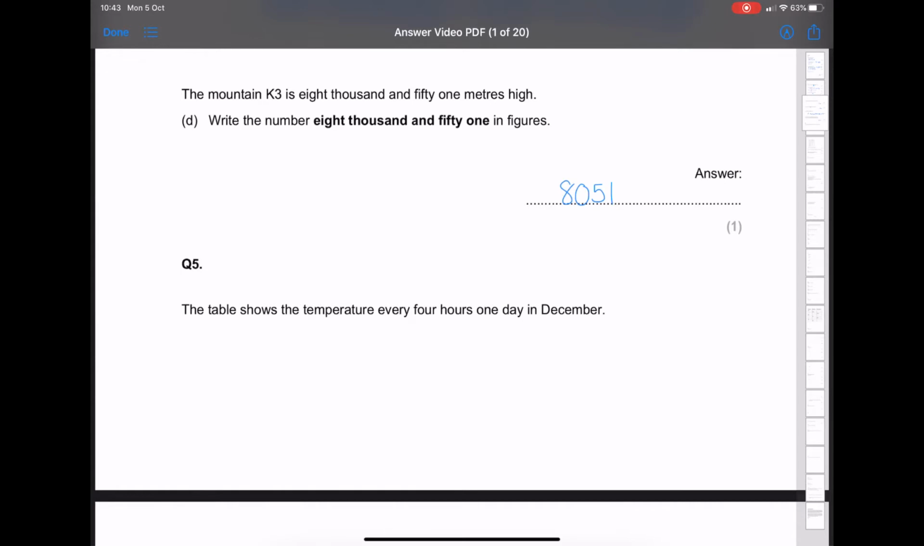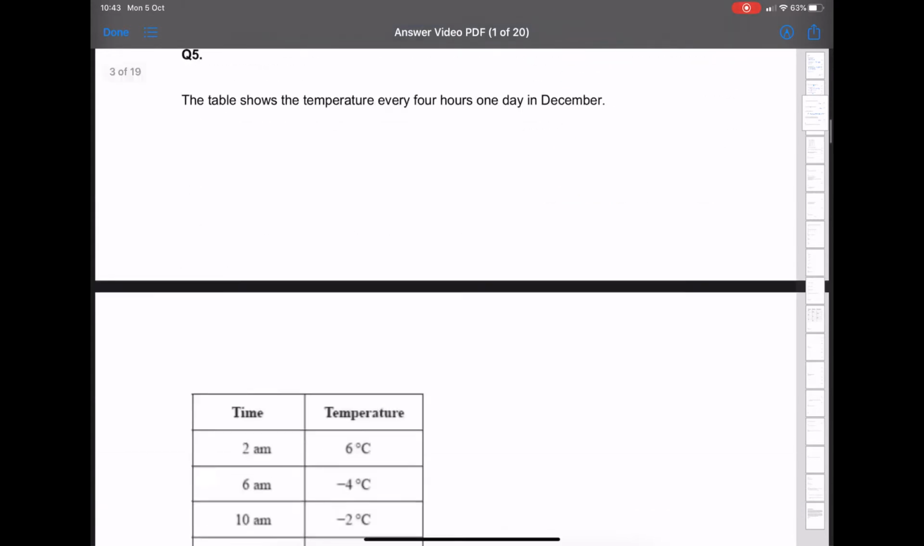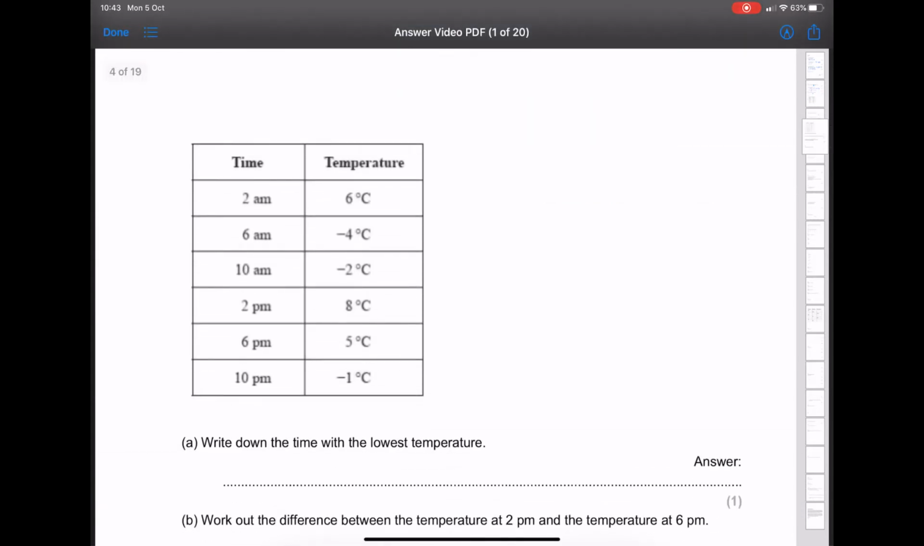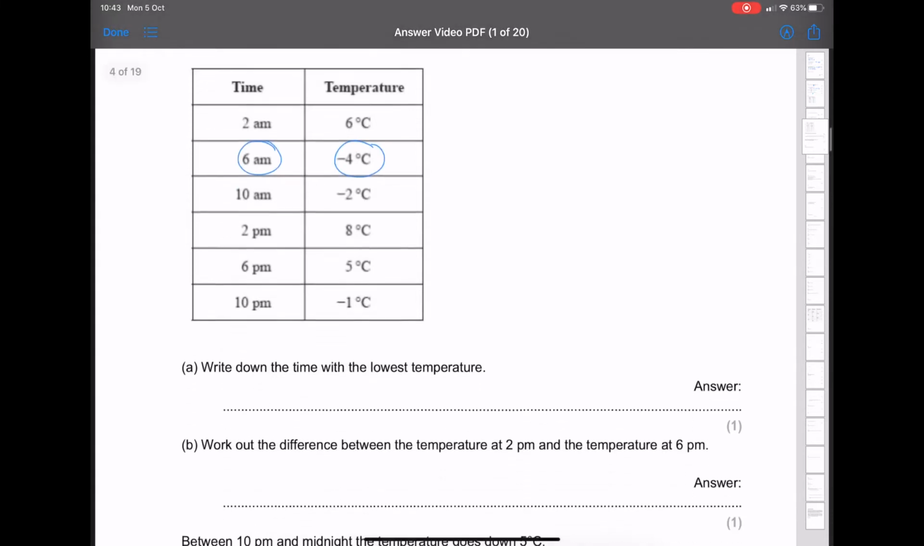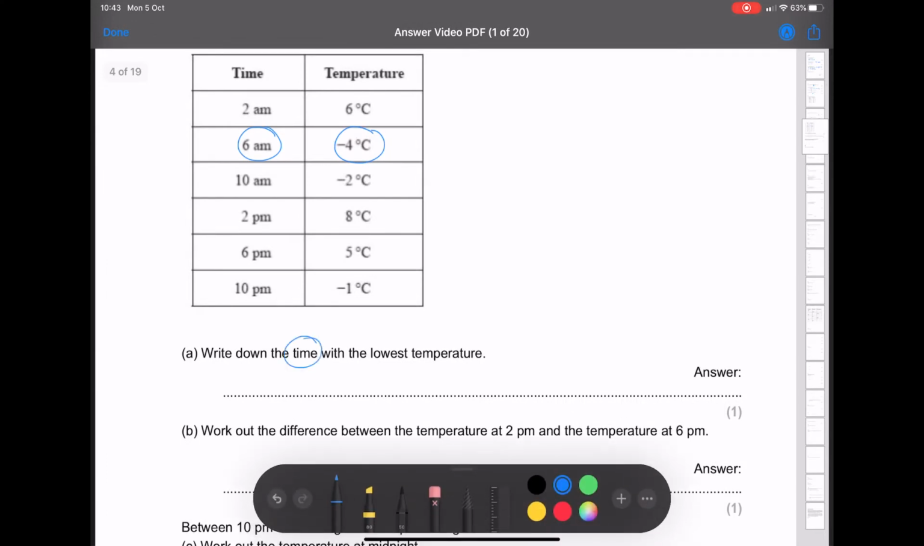The table shows the temperature every 4 hours on one day in December. Write down the time with the lowest temperature. So the lowest temperature, remember, is the one with the largest minus number, which is this one. But it says the time, so that's 6 a.m. People kept putting -4, but it's asking for the time, 6 a.m.